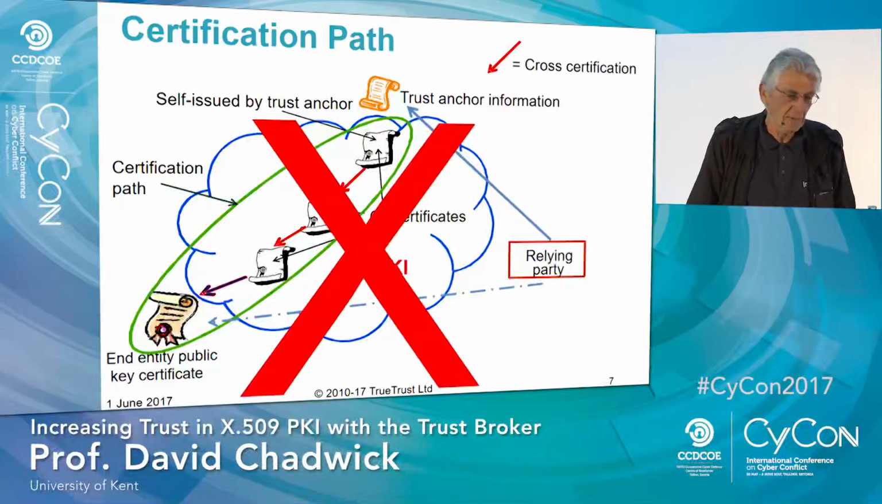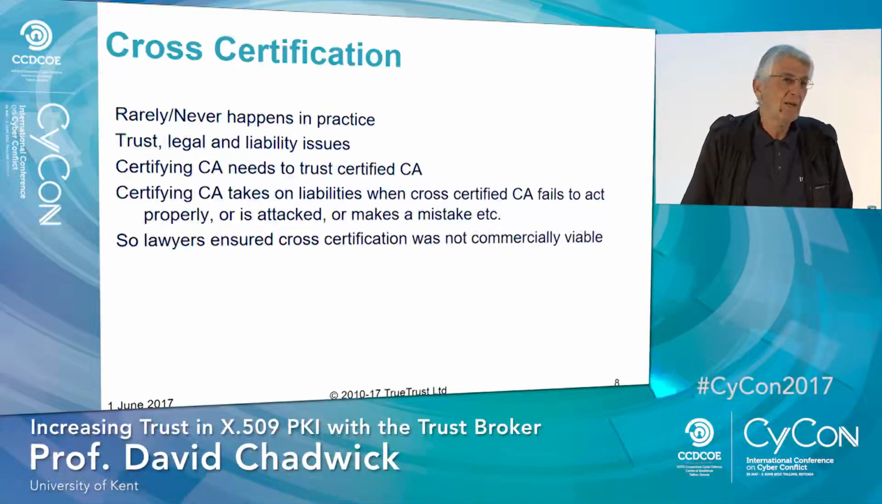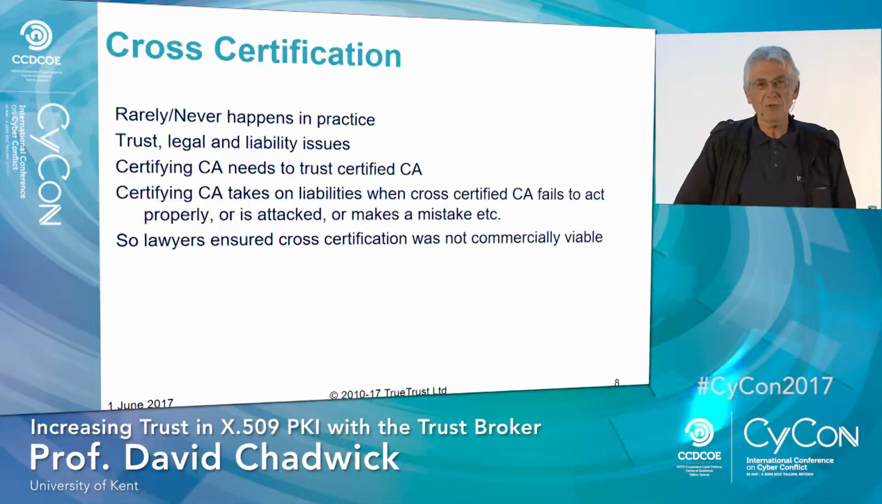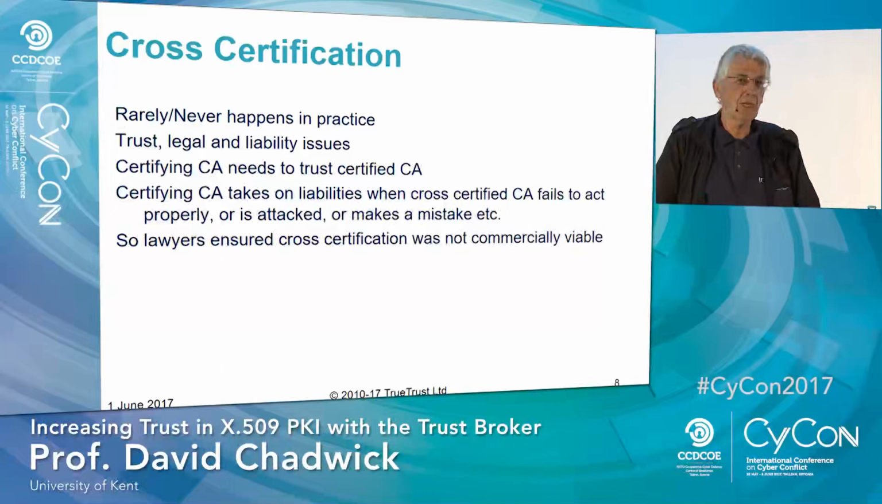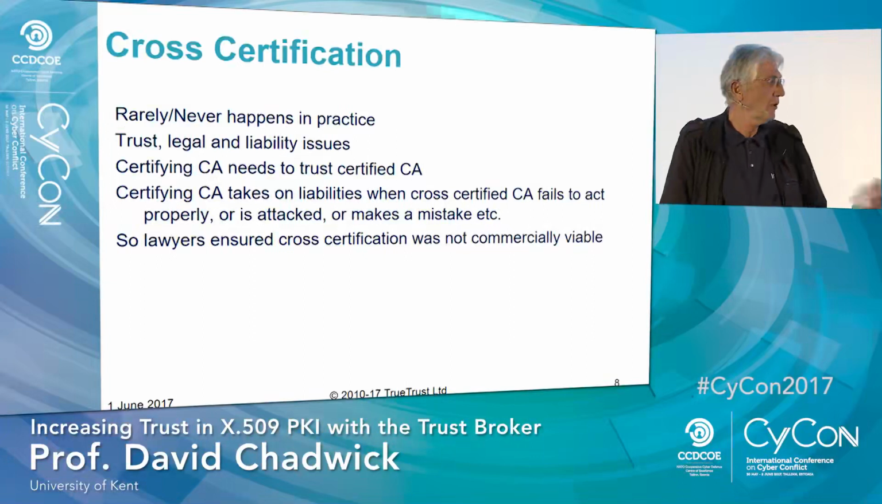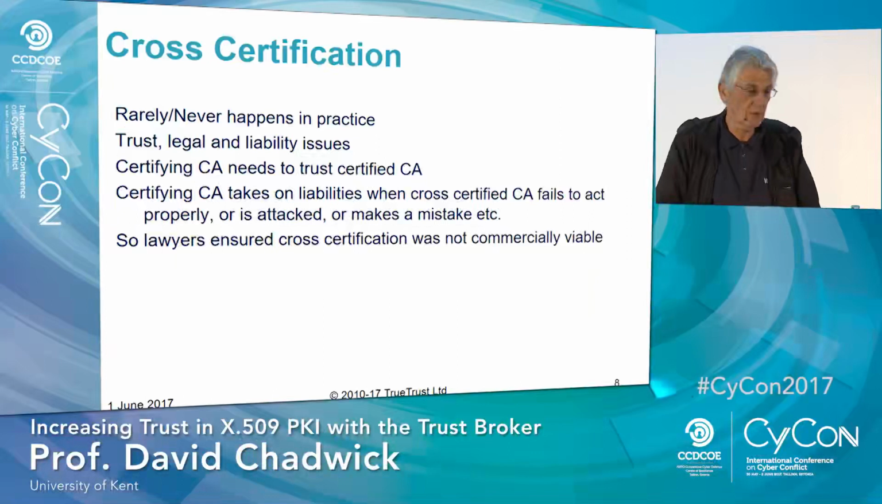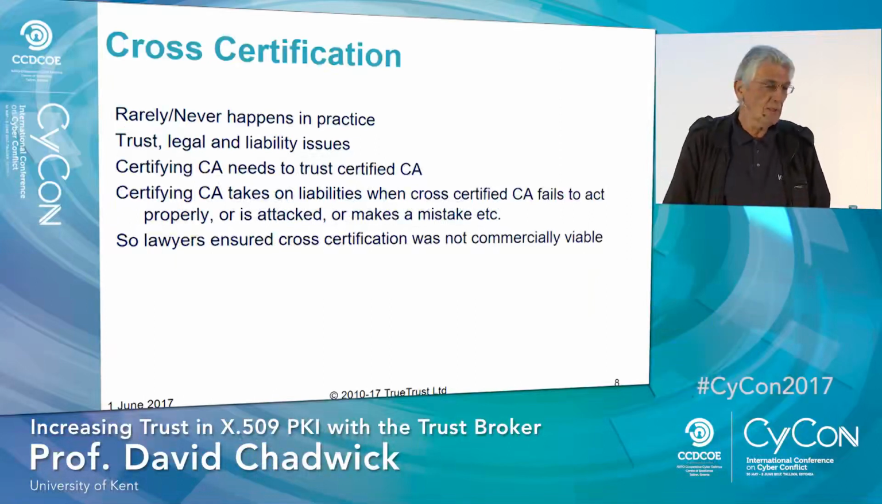But that didn't happen. Cross-certification never happened. Why? Primarily because of the trust and legal responsibilities that came with it. If a CA, which was a commercial entity, trusted and cross-certified another CA, and that second CA made a mistake, then you would inherit its liabilities and you'd have to pay for it. So you'd have to pay your customers for the liabilities that arose from another entity that you'd cross-certified and trusted. So essentially, lawyers ensured that cross-certification never happened and doesn't happen today.